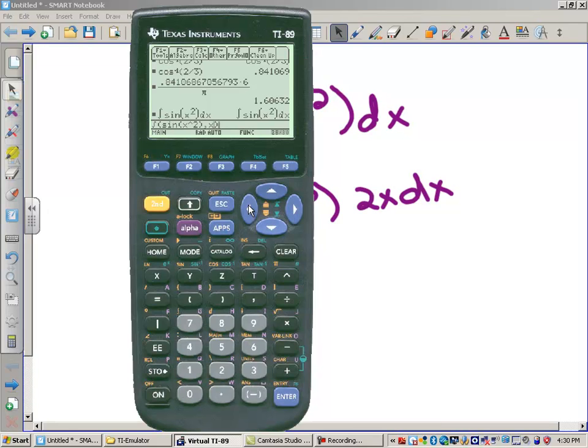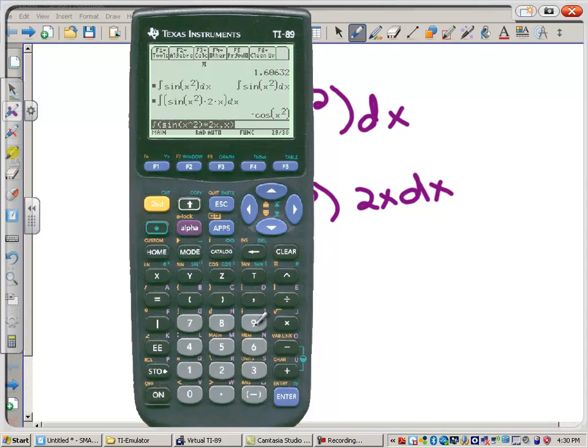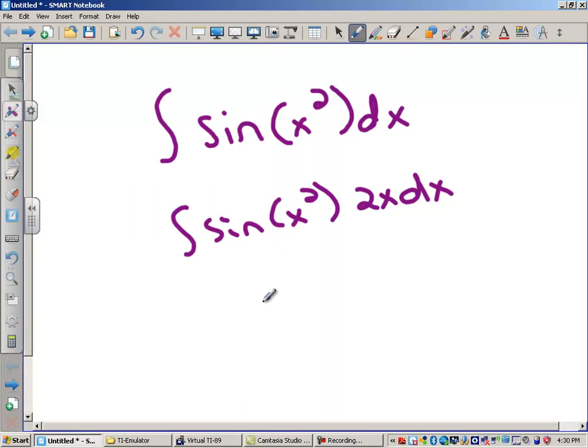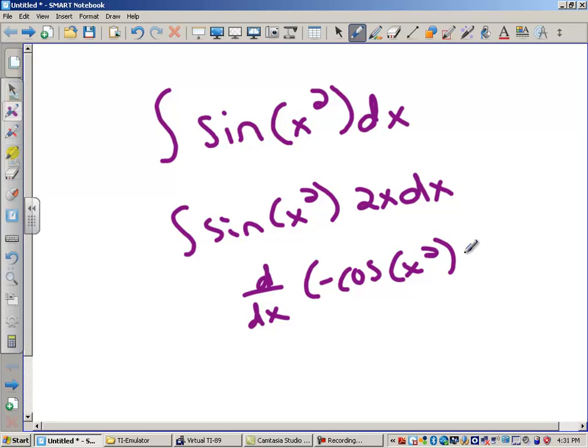If we change this into times 2x and hit enter, now all of a sudden we can do it. Negative cosine of x squared. Now why is this true? When we do the derivative of negative cosine of x squared, we know that we have to invoke the chain rule. First of all, the derivative of negative cosine is positive sine of x squared, but then we have to multiply times the derivative of x squared. And so that's what we get.